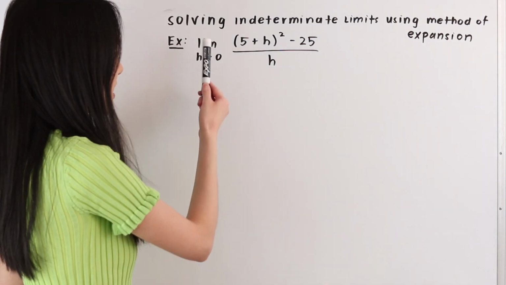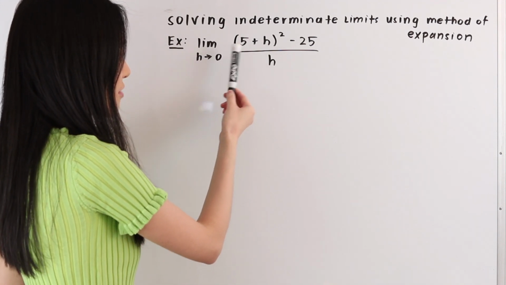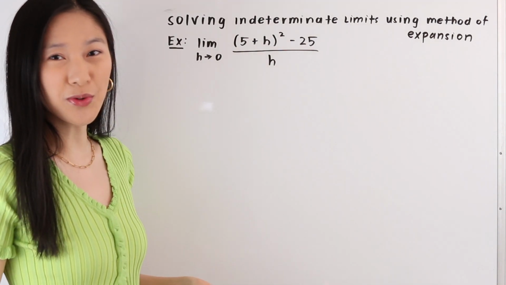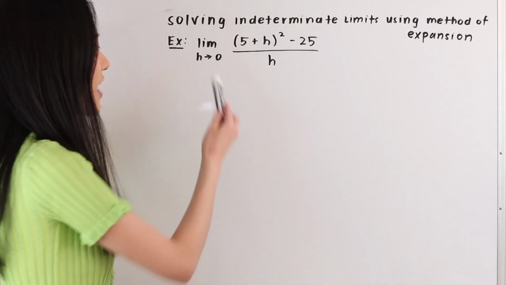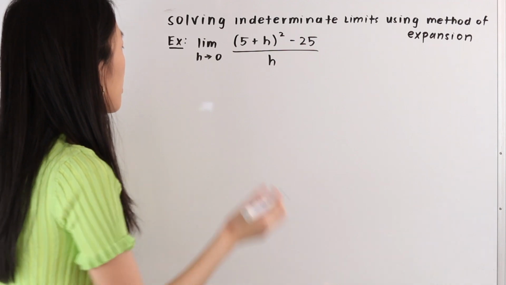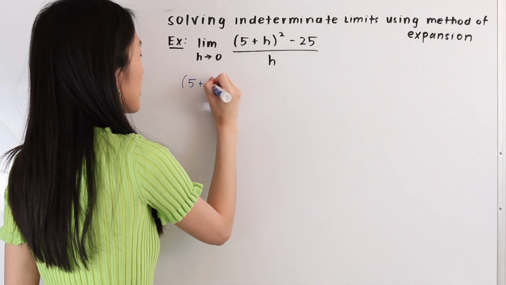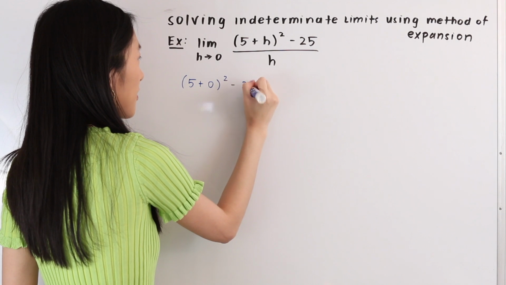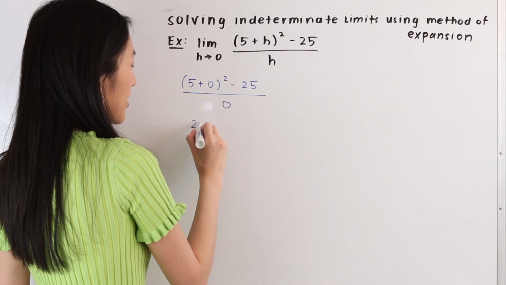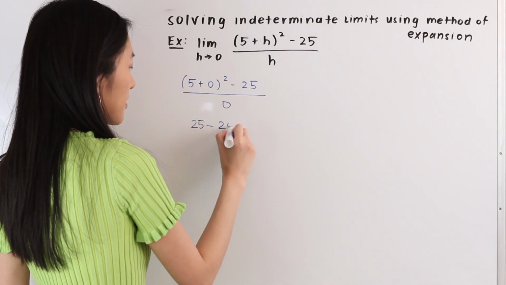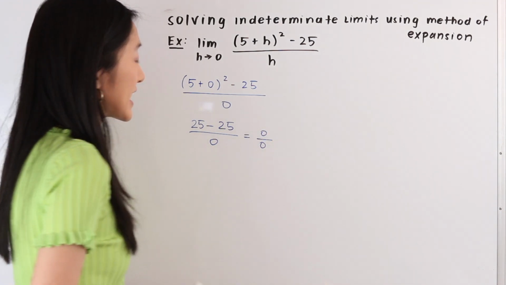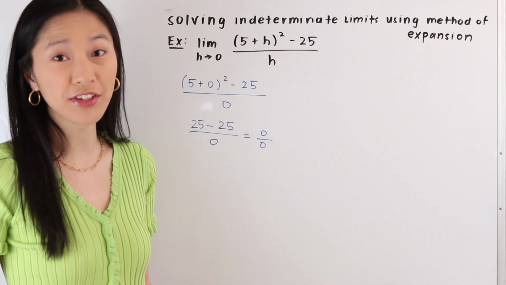In this example here we have the limit as h approaches 0 of the function (5 plus h) squared minus 25 over h. So the first thing that we always do when we're solving a limit problem algebraically is we plug in this value here for a into our function f of x. So doing that, we have (5 plus 0) squared minus 25 over 0. And so in the numerator, we have 25 minus 25 over 0. And so this simplifies down to 0 over 0, which is an indeterminate form, which means that we need to use another method to solve this limit.